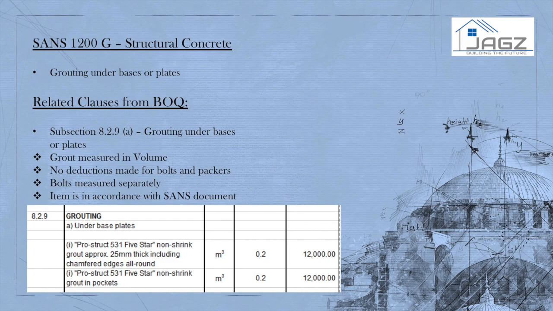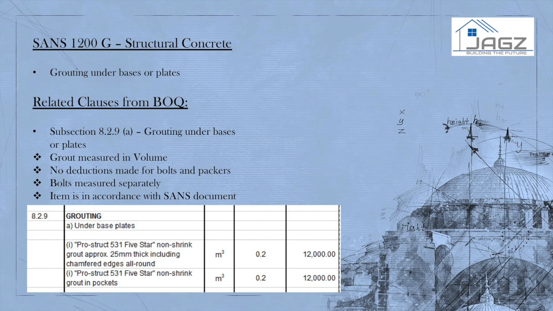SANS 1200G. Subsection 8.2.9a. Grouting under bases or plates. Clause 8.2.9a specifies that grouting filled under structural steel column bases or members or under pumps shall be measured by the volume of grout that is needed to fill the void between the underside of the metalwork and the surface of the concrete. No deductions shall be allowed for bolts, packers, and base plate shear keys that are protruding into the grout space. The unit of measurement is cubic meters. Here, any work required shall be measured in accordance to subclause 8.2.1.